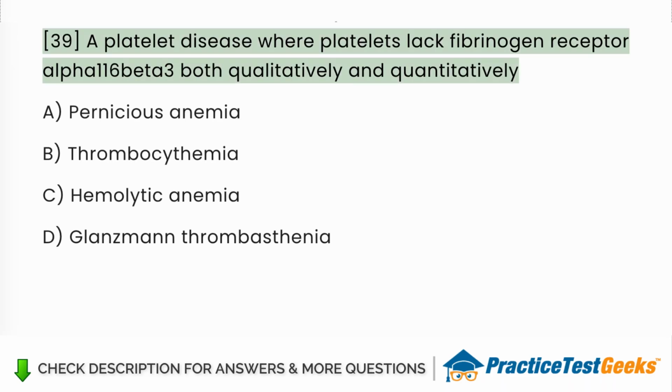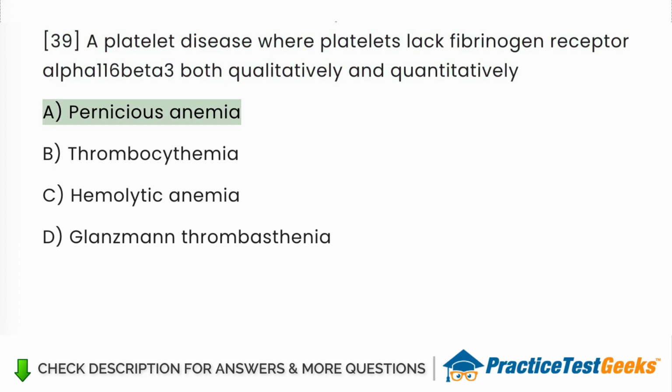A platelet disease where platelets lack fibrinogen receptor alpha IIb beta 3 both qualitatively and quantitatively. A. Pernicious anemia. B. Thrombocythemia. C. Hemolytic anemia. D. Glanzmann thrombasthenia.